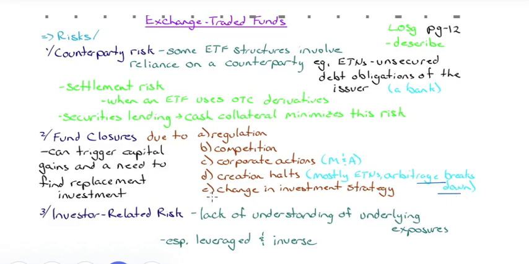Any of these A, B, C, D, E can trigger capital gains because things have to be sold, which means you may have a capital gains tax obligation that you didn't want, that you were unprepared for. It might even be a combination of long-term and short-term capital gains, and the short-term capital gains are taxed at an income rate, not a capital gains rate, which makes it even worse. And there's also the need to find a replacement investment. But this is a risk of holding any stock.